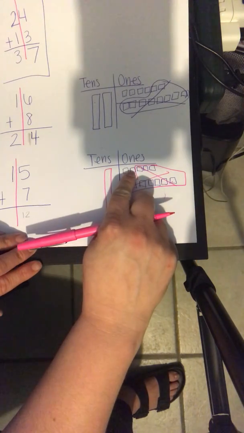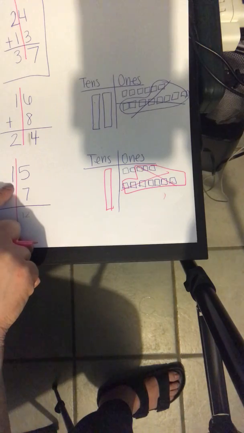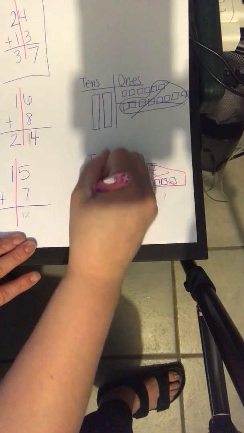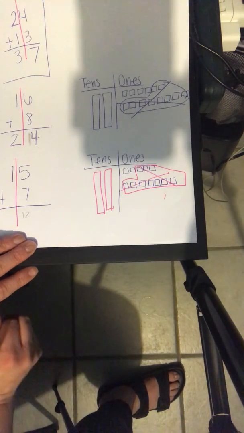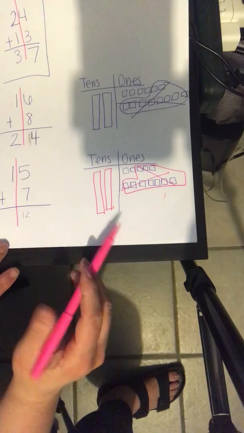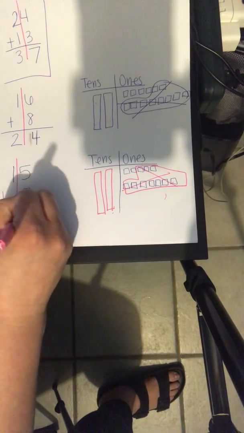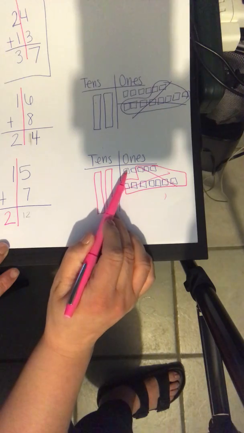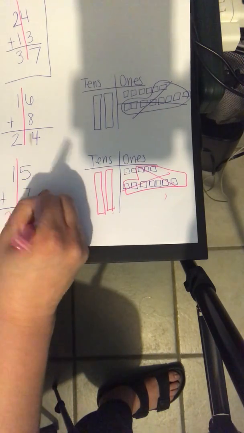We still have some over there, right? Now, but we already had 1 10. So now we have 2 10s. And how many ones? 1, 2.